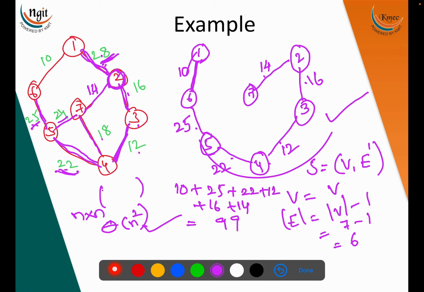Now I'll write this in a neat way. Your graph has vertex and edges. So the vertex are the number of vertex n, into e. Once this e is equivalent to n, then that is theta of n into n, which is theta of n square. The maximum time required to compute this is theta of n square. So this is about Prim's algorithm to find the minimum cost spanning tree.